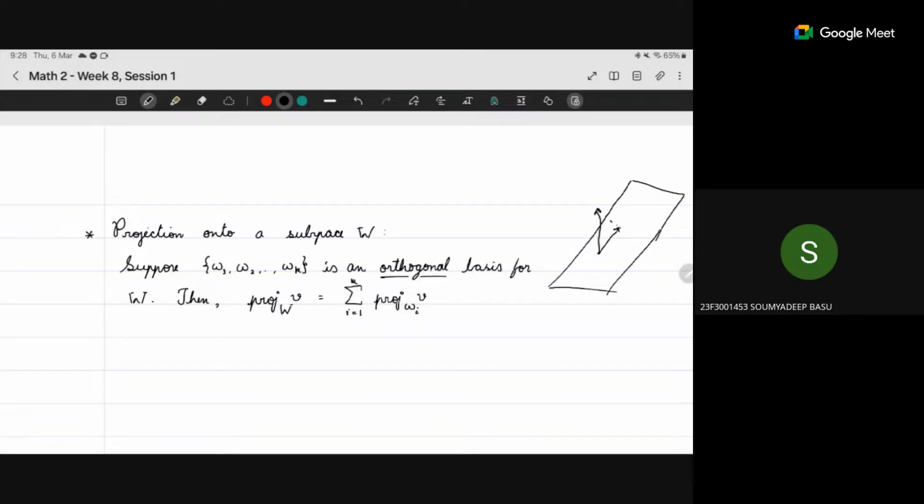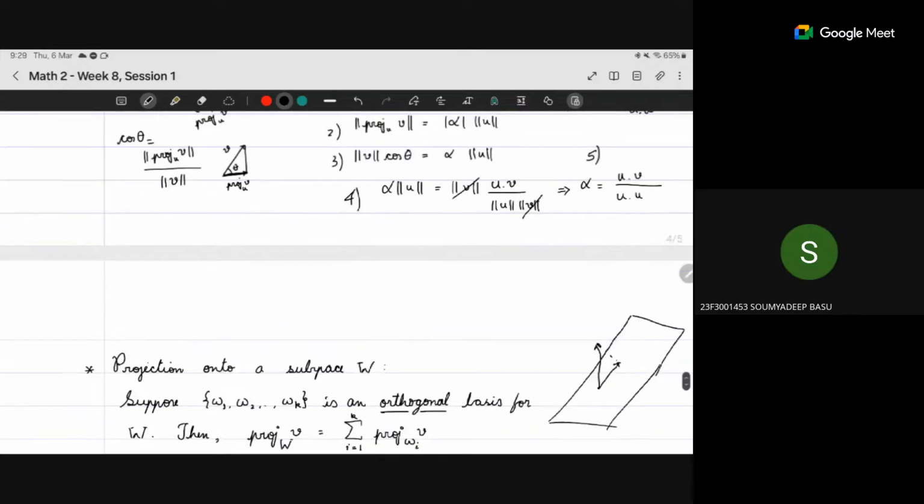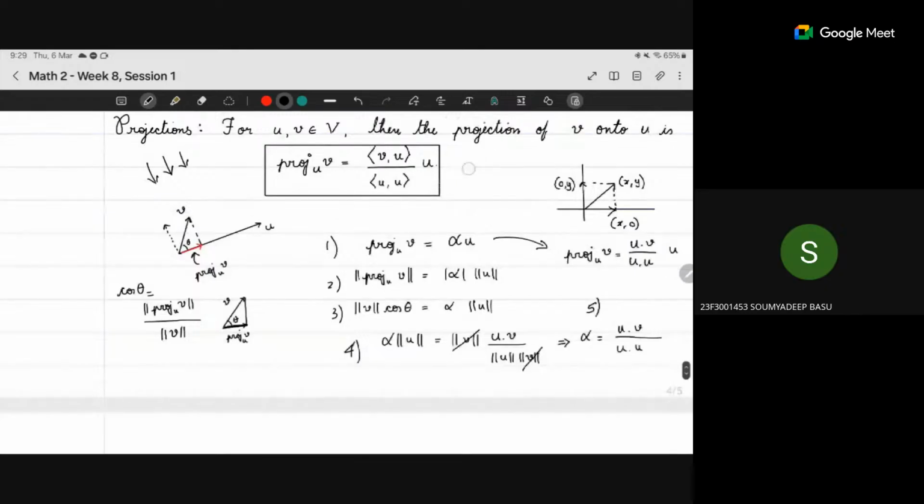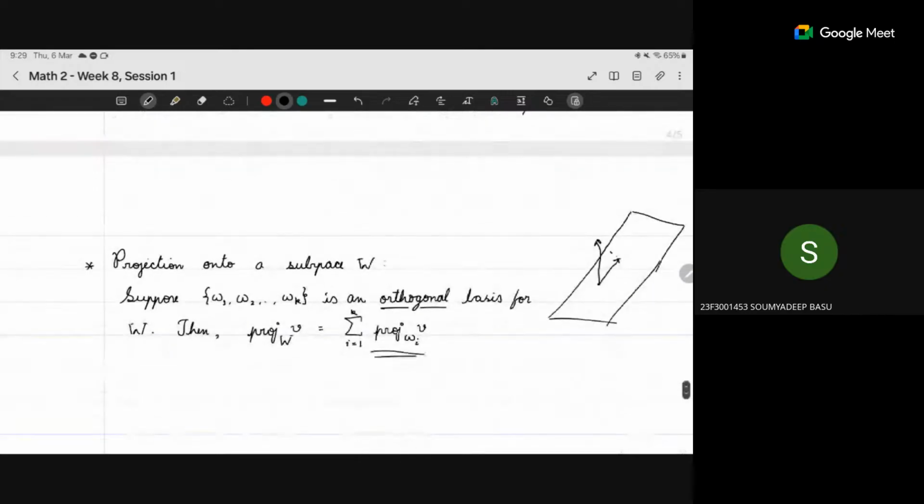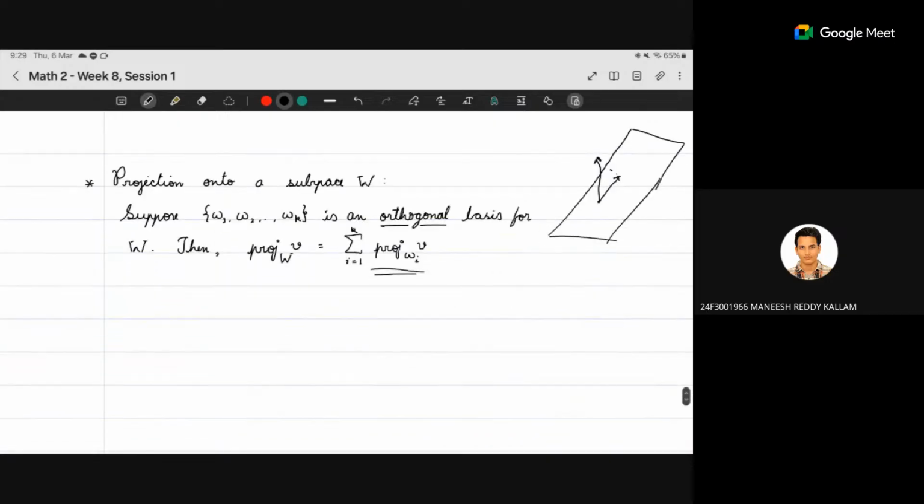So what is this quantity? You already know. It is given over here. What you need to do is take an orthogonal basis, project the given vector onto each vector of the orthogonal basis, and then sum it up. This is called the projection of V onto W.